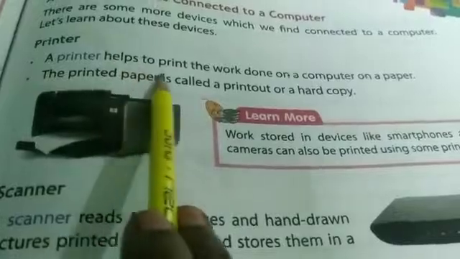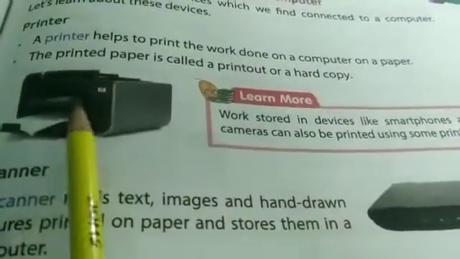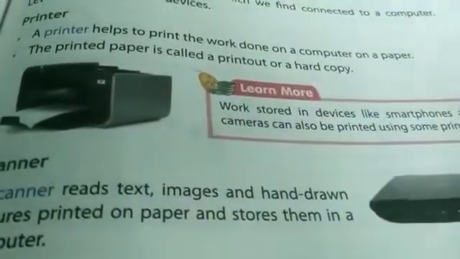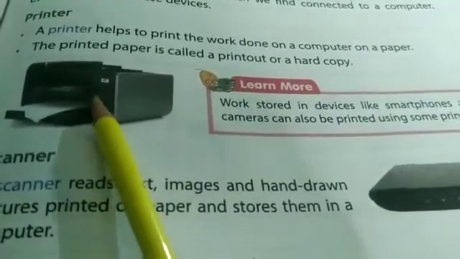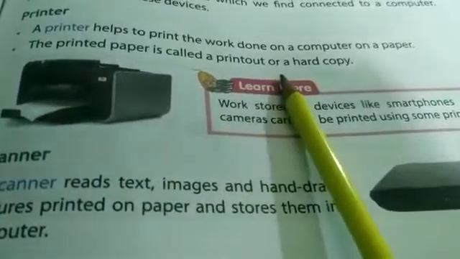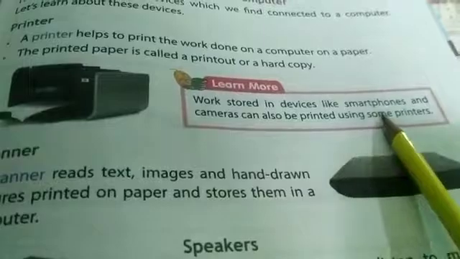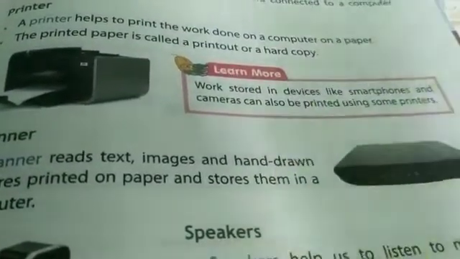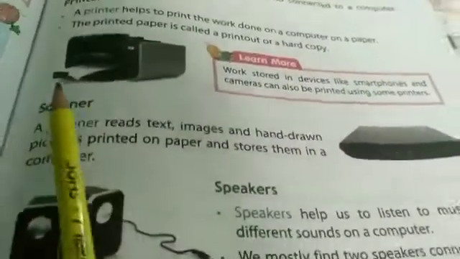Number one is the printer. A printer helps to get the work done on a computer onto paper. Whatever work we are doing on a computer, with the help of the monitor we can see it, and with the help of this printer we can bring that work out on printed paper. This printed paper is called a printout or the hard copy. Work stored in devices like smartphones and cameras can also be printed using some printers. Whatever work we are saving in our phones, we can bring out with the help of this printer.